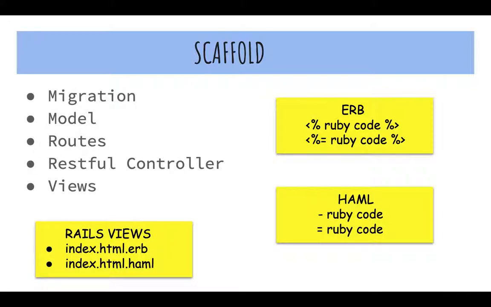So index.html.erb allows us to use these percentage signs in order to embed Ruby code, which is not seen by the user. And it also allows us to show the results of Ruby code to the user through percentage equals. Haml makes this even more concise, but can sometimes be a bit more difficult to read. So just a dash represents the Ruby code, which isn't seen by the viewer, and an equals allows us to see the Ruby code and also to do Ruby operations.